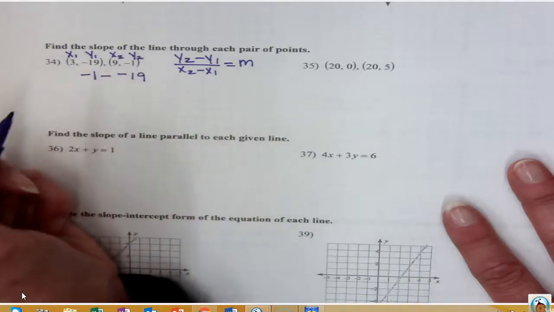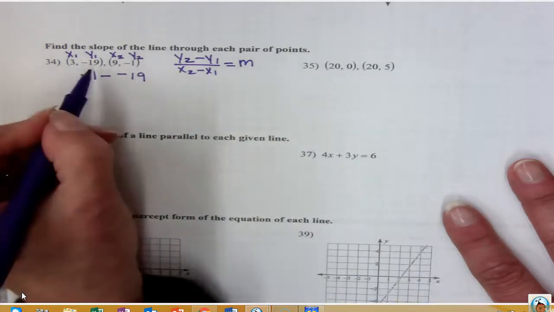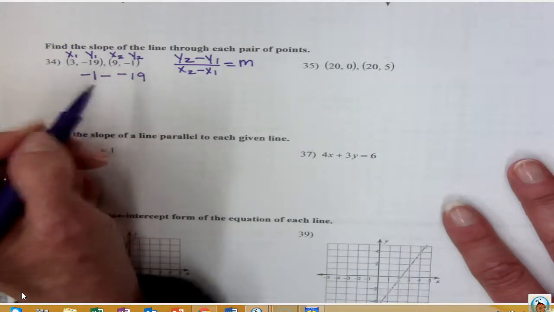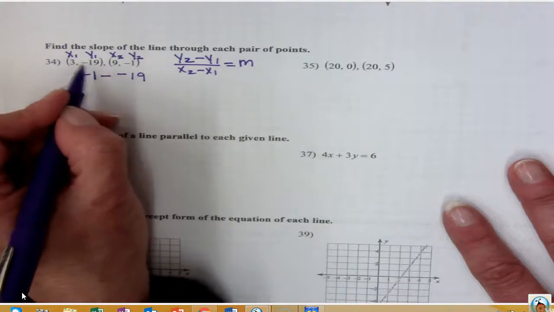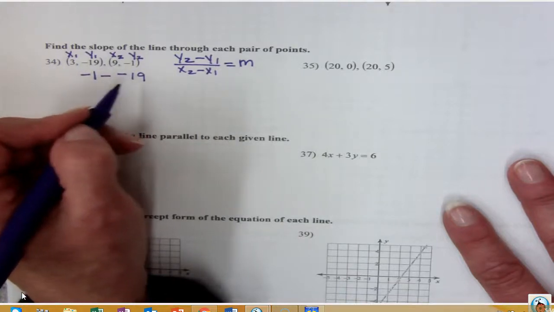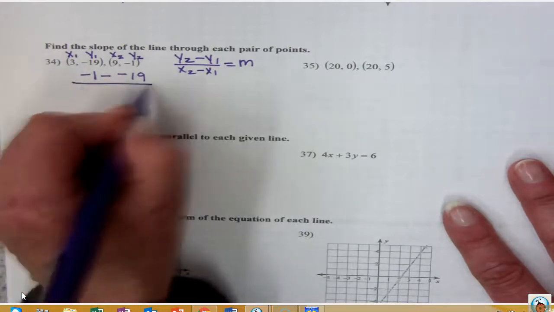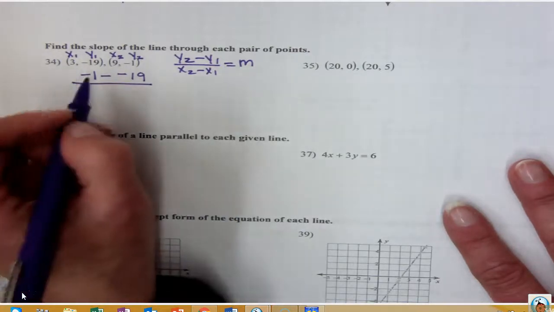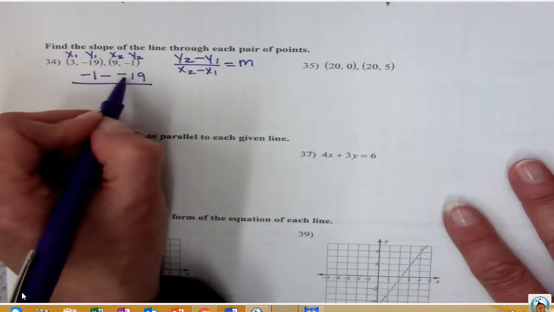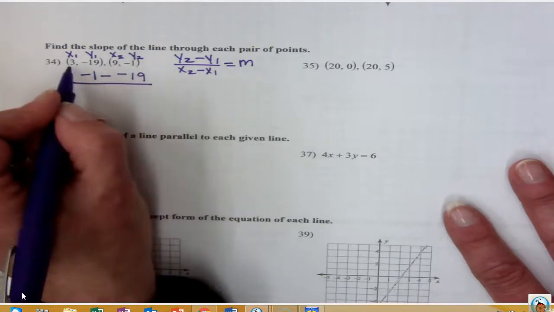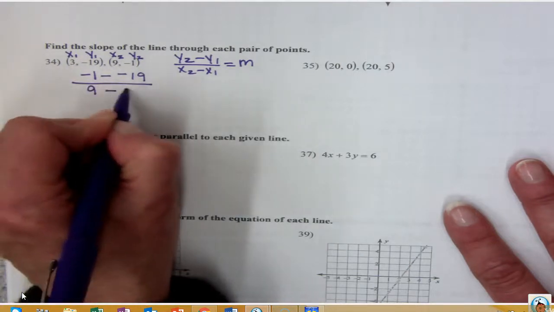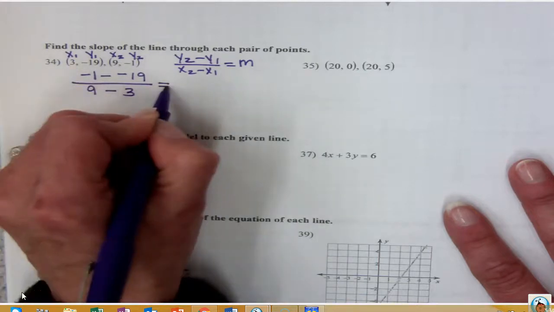Now here's something that I see happen a lot. Sometimes you guys just throw negatives in randomly. You need to make sure that if it's a negative, it's a negative. If it's a positive, don't be seeing minus a negative if it's a positive. Please, please, please pay attention to your negatives. This one actually is a negative. So 1 minus a negative 19. Here we've got our x2 is 9 minus our x1, which is 3.